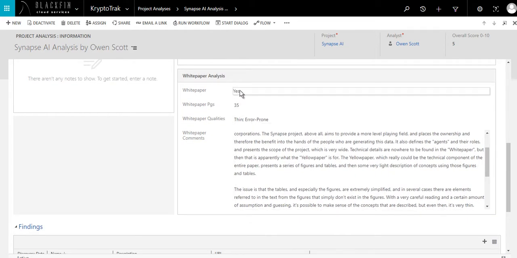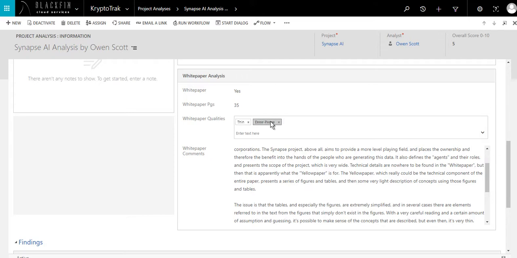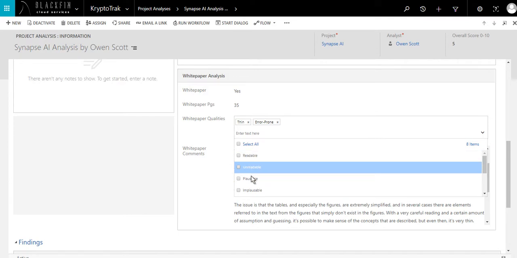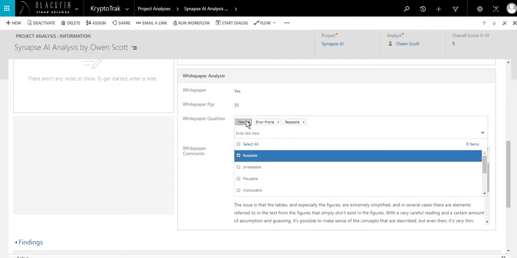Here is the white paper analysis. I read it. The total page count is 35, the yellow paper and the white paper together. I found that it was thin and error-prone, and these are just ways to choose whether it was readable, unreadable, plausible, implausible. I should probably say it was certainly readable. So it was readable, it was thin, and it was error-prone. When I say error-prone, what I meant was that some of the diagrams and labels didn't match, like references to them didn't match. But anyway, I would say it was certainly readable.